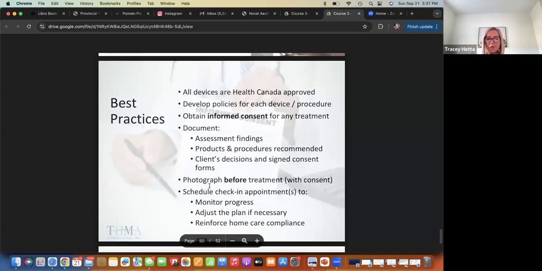And you want to reinforce home care compliance. So especially with some laser treatments, there are some at-home treatments that we recommend you do. So make sure that you're reminding them after each treatment as well as to the do's and don'ts.